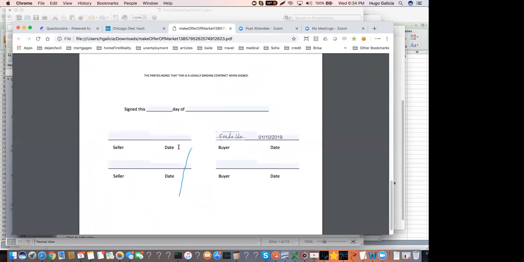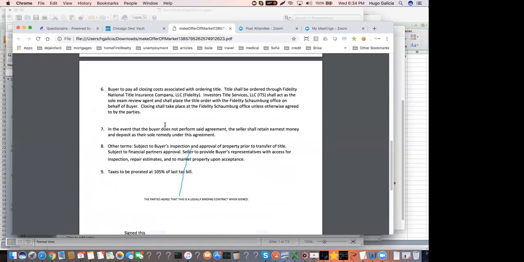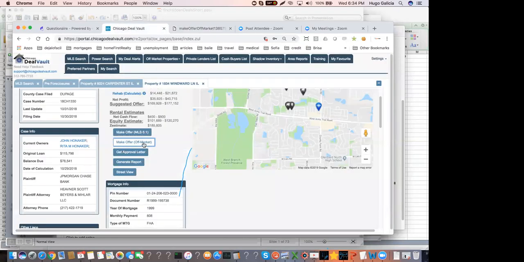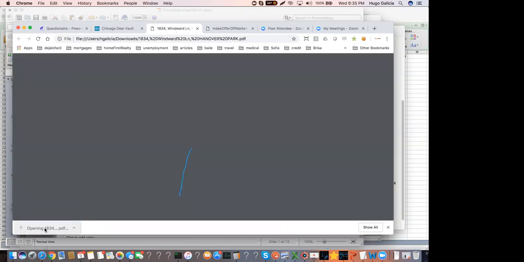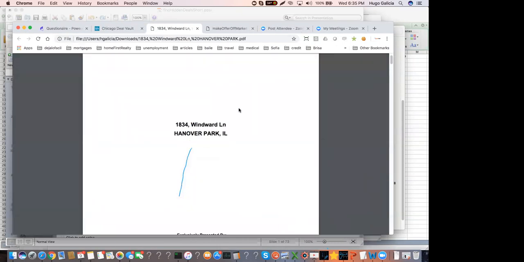When you upload your signatures and initials, we're going to put them for you right here. That is available when you click on make offer. But tonight's topic is getting it funded. So the next step is to generate the report that we're going to present to the lender. So we're going to click on generate report. This report will have all the information that we just went over.